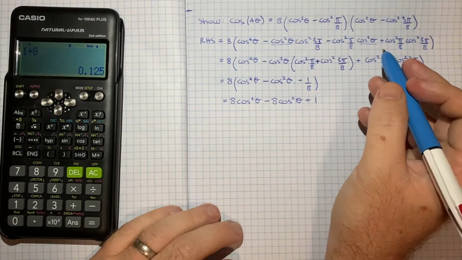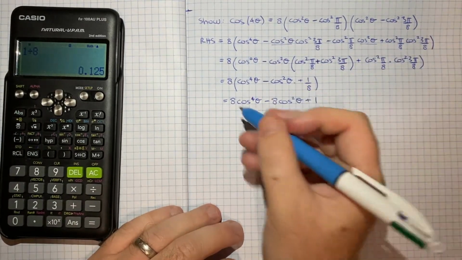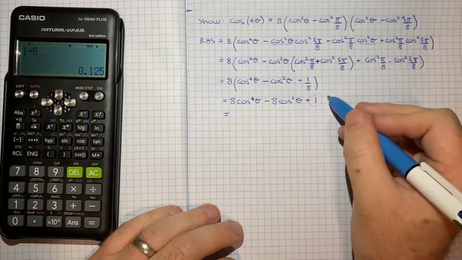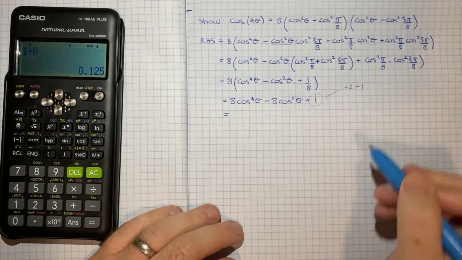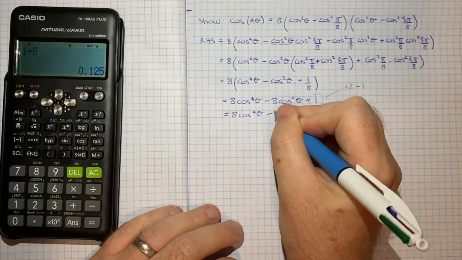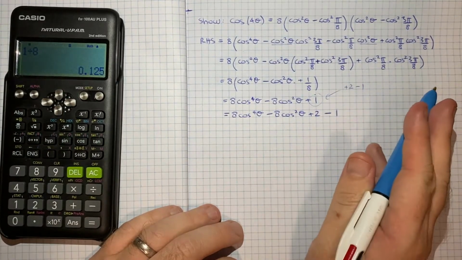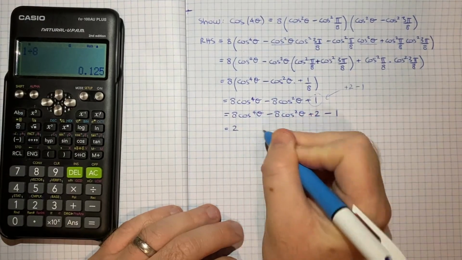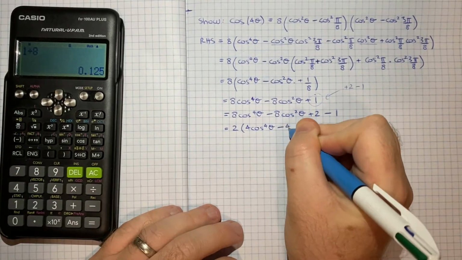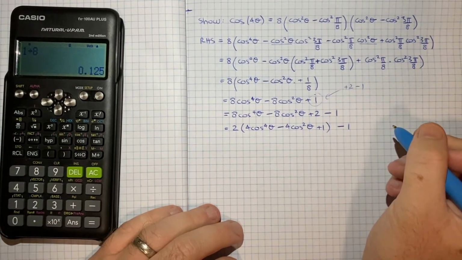Now, what I'm going to do is something you wouldn't necessarily think to do, but I think it's going to help us. I'm going to say that plus 1 is essentially the same as plus 2 minus 1. So this is 8 cos to the 4th power of theta minus 8 cos squared theta plus 2 minus 1. I haven't changed anything, but now I'll factor out a 2. So we get 4 cos to the 4th power of theta minus 4 cos squared theta plus 1, and then minus 1 over at the end.